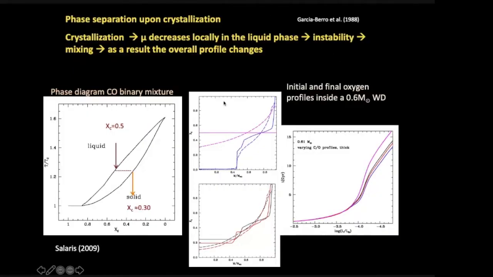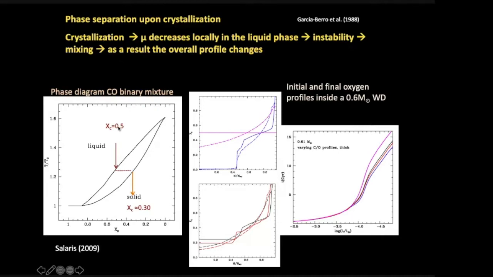When I mention phase separation, I'm not going into any detail, but we have seen phase diagrams when we were studying molecular physics. Essentially a phase diagram is something like that. This is a phase diagram of a carbon-oxygen mixture. This is the mass fraction of carbon. This is the temperature parameterized as a function of the crystallization temperature of carbon. Essentially, what this means is this one.